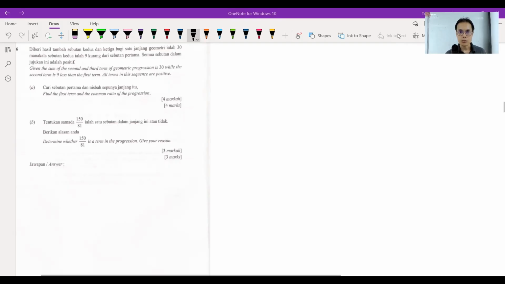Sebutan kedua is T2, second term. Sebutan ketiga is T3, third term. Geometric progression, 30. Right, manakala sebutan kedua ialah 9 kurang dari sebutan pertama. Sebutan kedua is T2, is 9 less than sebutan pertama. Sebutan pertama is T1, 9 less means you minus 9. For example, your first term is 10, 10 minus 9. The second term is 1, right?